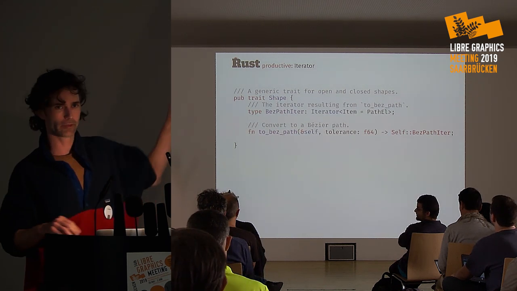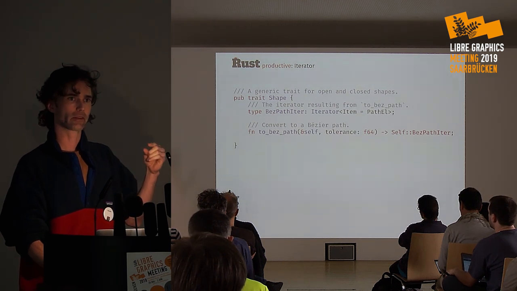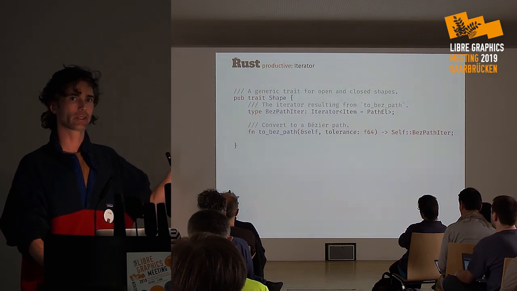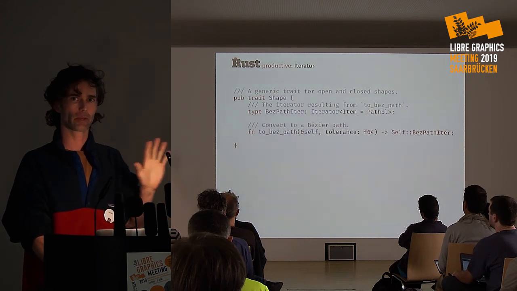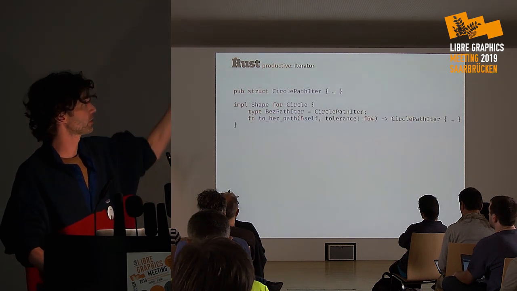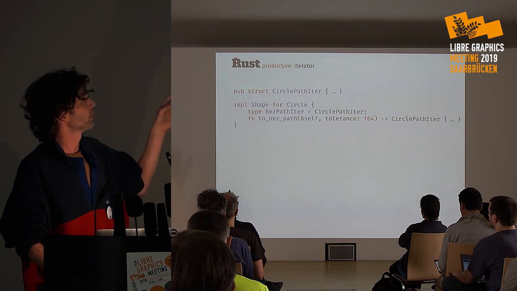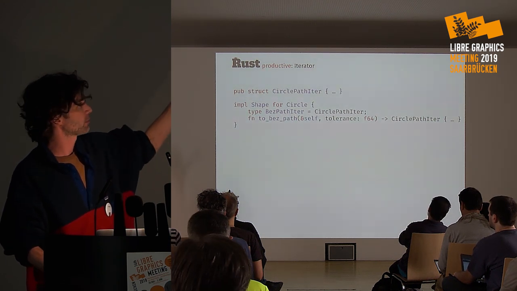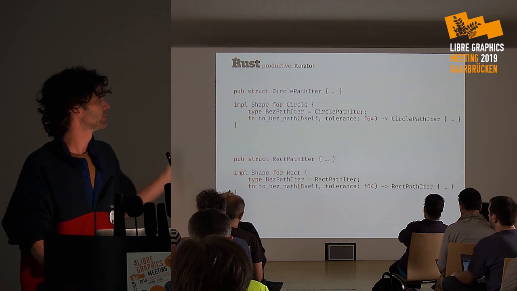What this says is that when you define shape for circle, say, you also have to say that you provide some thing that implements iterator. Instead of returning a Bezier path, you return this iterator. For circle, we can imagine there's some struct, the circle path iterator. When we implement shape for circle, we say that's the type of this thing, and that's what we return. We can do the same for rect.